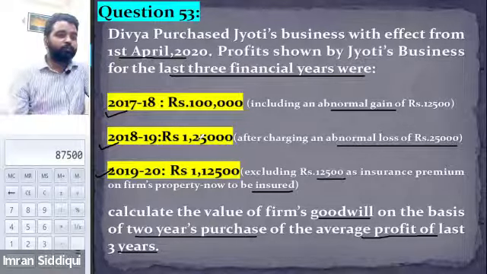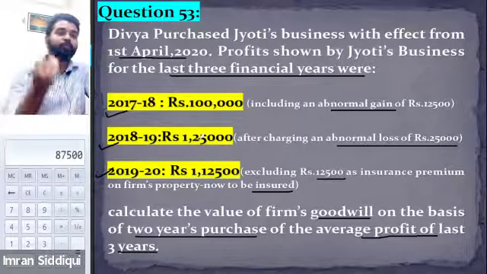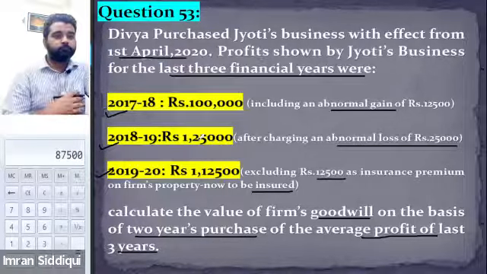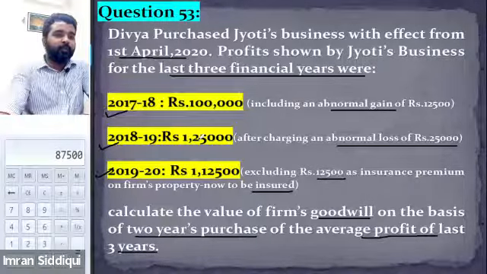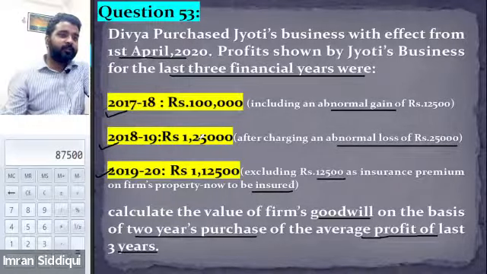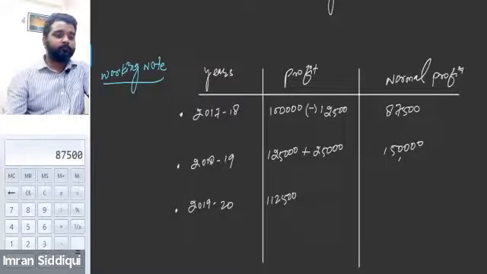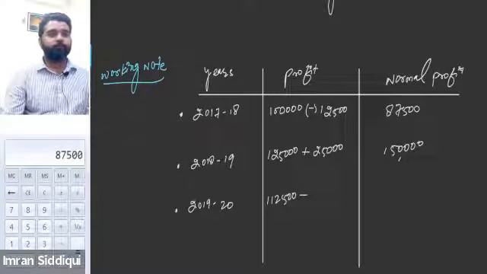See, it's excluding, sir. 1,12,500 is the profit that we have calculated without subtracting such insurance premium expense. Sir, if they write including, we have to add it. If it was included already, then we won't be required to do any treatment for this. But since it is saying that such expense is not yet included, that means we need to subtract it. Yeah, exclude means not include. Yes, correct. So that means we will be subtracting 12,500.